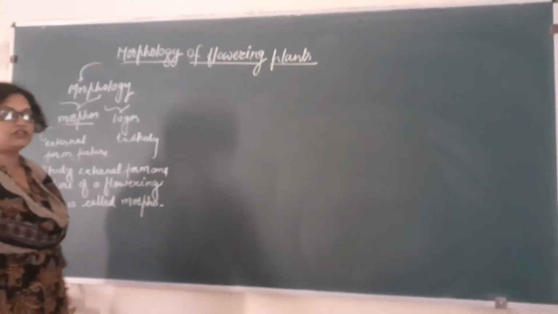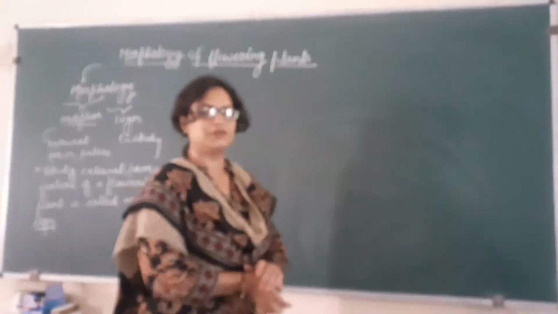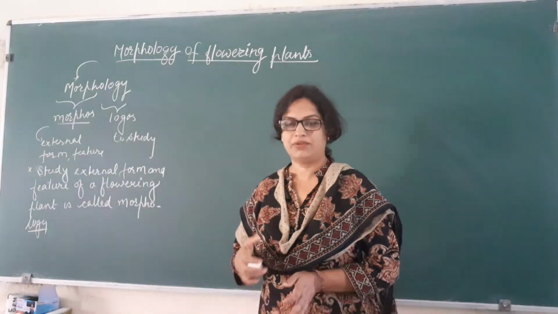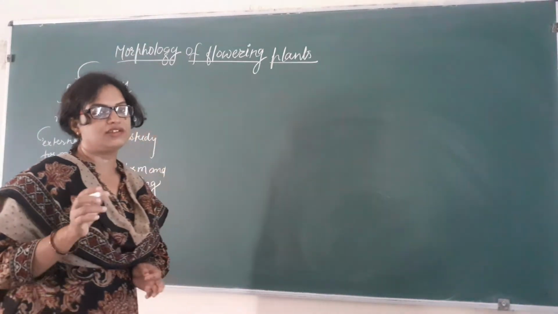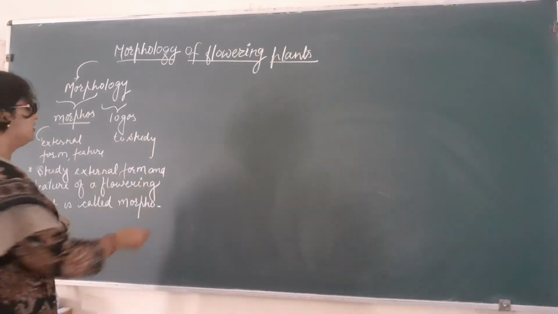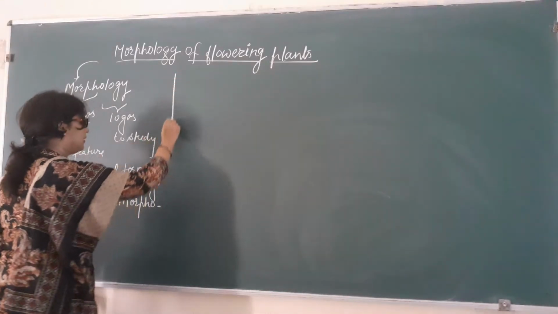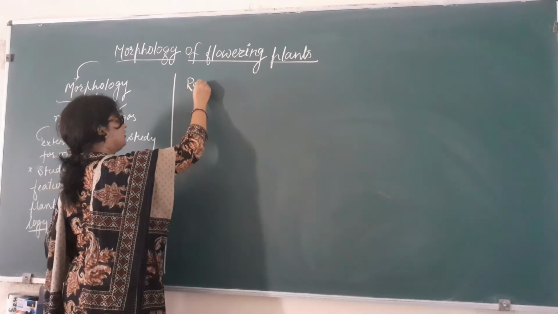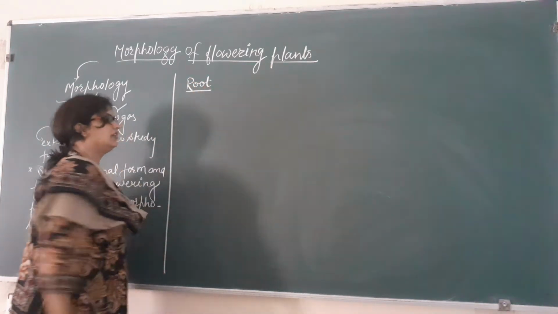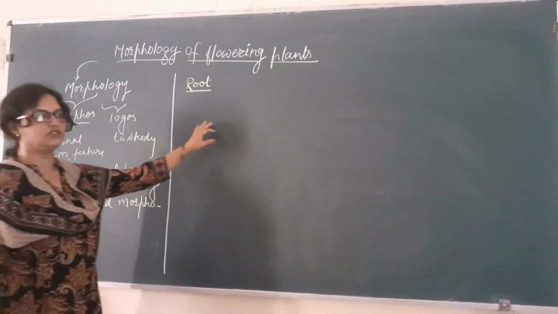अगर प्लांट्स की मॉर्फोलॉजी को डिस्कस करें तो एक्सटर्नली अ प्लांट इज डिफरेंशिएटेड इनटू थ्री मेन पार्ट्स, रूट, स्टेम एंड लीफ. So morphologically a plant is differentiated into three main parts, root, stem and leaf. So the first part is root.